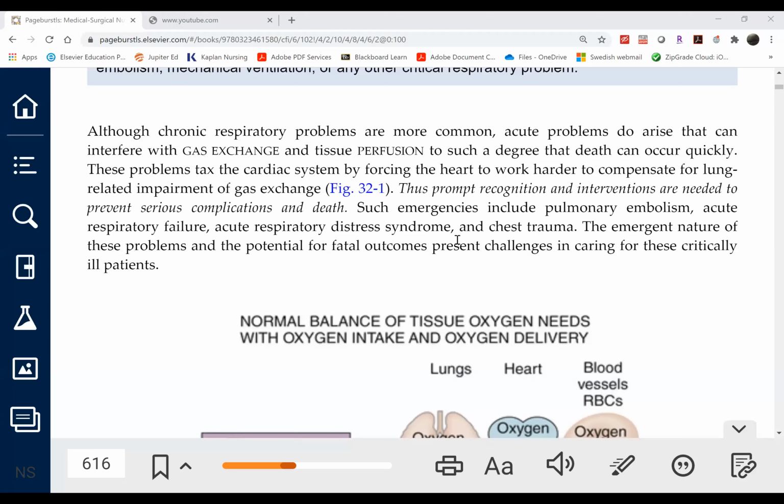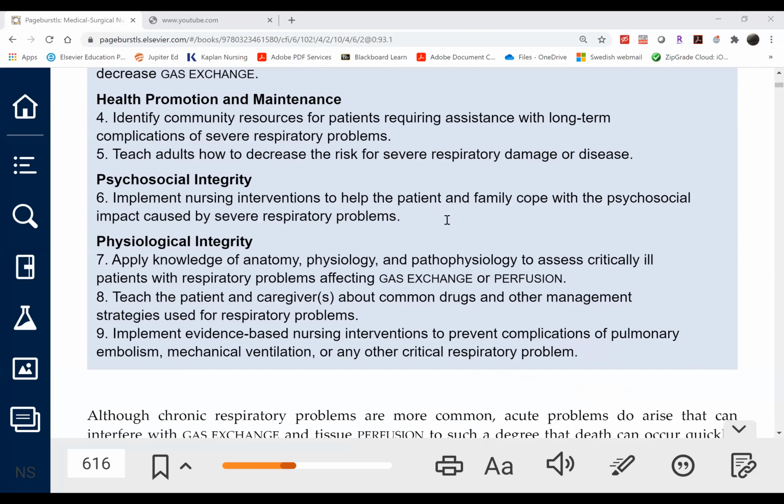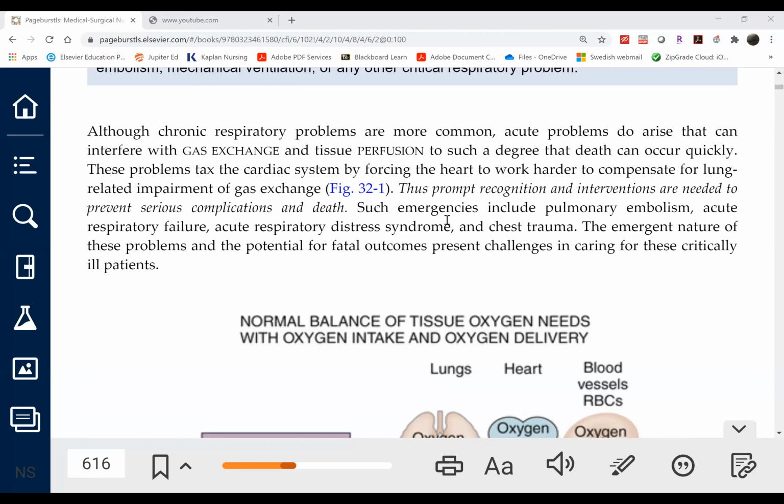All right, pulmonary embolism is the same as chapter 36. Remember DVT, third semester? That was the same DVT that traveled and then became a pulmonary embolus. However, it doesn't have to start as a deep vein thrombus.